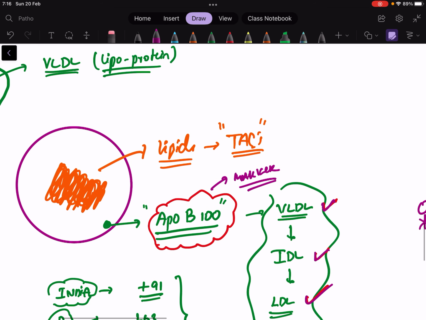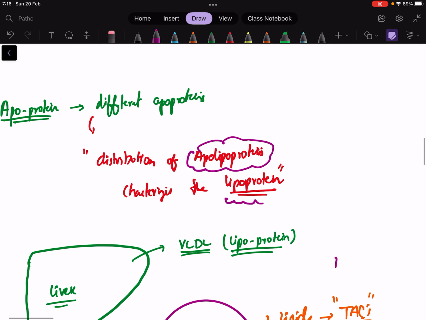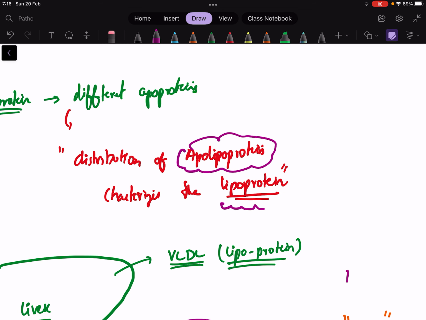So that is the meaning of the statement given in your biochemistry textbook, which is the distribution. Okay, my iPad is kind of stuck. So this is the statement that is given: the distribution of apolipoproteins characterizes the lipoprotein. It means the apolipoproteins are your markers, and if these markers are specific for each and every one, and this characterizes the lipoprotein, it can say what ethnicity you are.